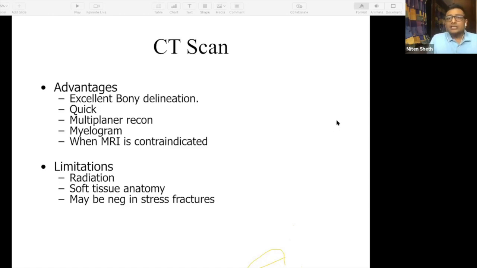Any questions? One question is, what is a dynamic X-ray? So a dynamic X-ray is basically an X-ray taken in different positions of the body. It can be a flexion extension X-ray, where the X-ray is taken in complete extension and in a complete flexion position. Or it could be a sitting supine X-ray, where the X-ray is taken in a supine position or in a sitting position. So these are basically dynamic X-rays.